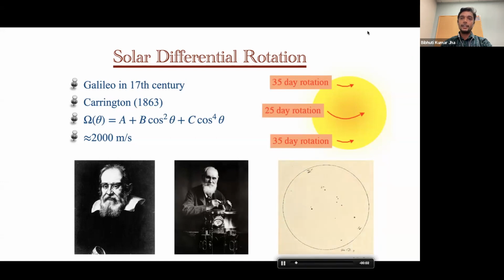Here you can see the drawing from Galileo, and from the GIF or video, you can see that sunspots are moving, and Galileo inferred that the sun is rotating, but whether it is rotating differentially or not was discovered by Carrington almost 200 years after that. Today we know that this is the differential rotation profile at the surface, based on various types of observation, and the order of magnitude is around 2000 meters per second.